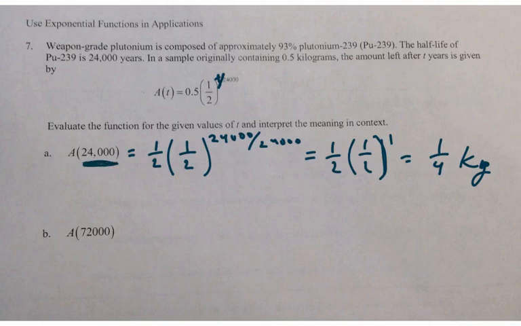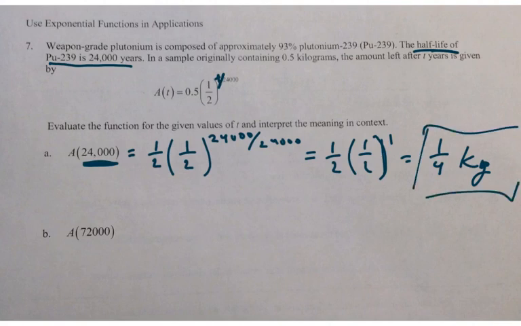If we're evaluating the function at 24,000 years, that is equal to the half-life of the plutonium. So if we started with 0.5 kilograms, after 24,000 years, we should only have half of that left. Half of half is 1/4. Hopefully that makes sense in context.